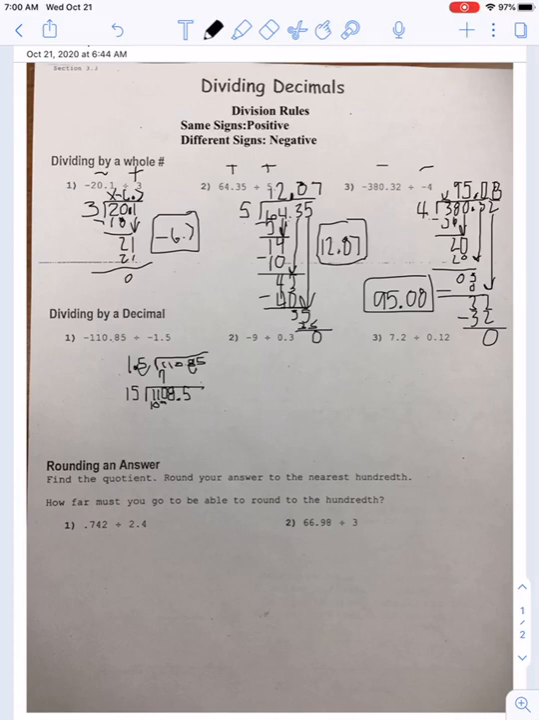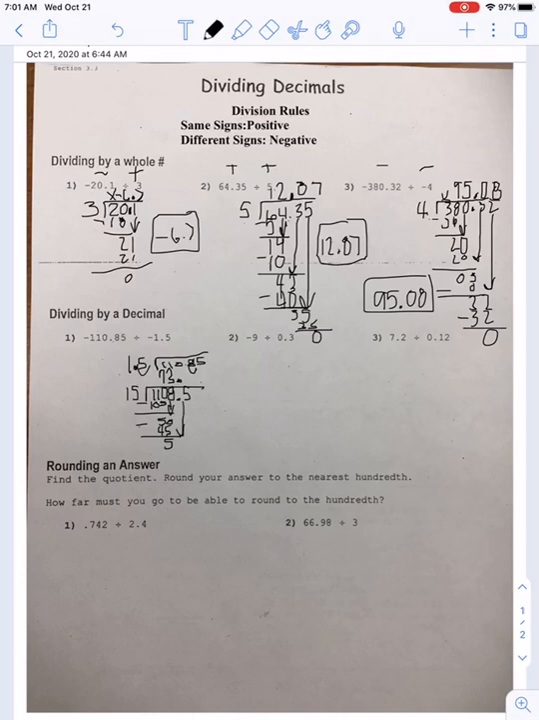So we do 110 minus 105, and that leaves us with 5. Bring down the 8. 15 can go into 58 3 times. That's going to give us 45. 50 minus 45 will leave us with 5. The decimal then can go straight up.